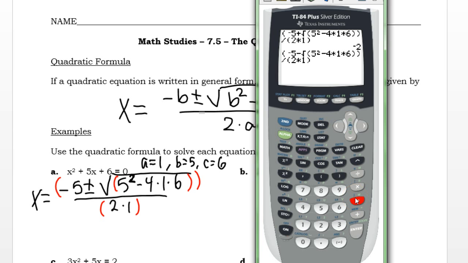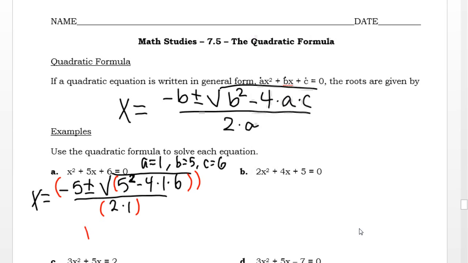Other calculators will let you hit up and then change what you typed in. Hopefully you know your calculator well enough. If you don't have any sort of replay function, you would have to just retype everything you just did, but again, changing that initial plus sign to a minus sign. My second answer is negative 3. So x is negative 2 and negative 3. Those are my two roots for this equation.